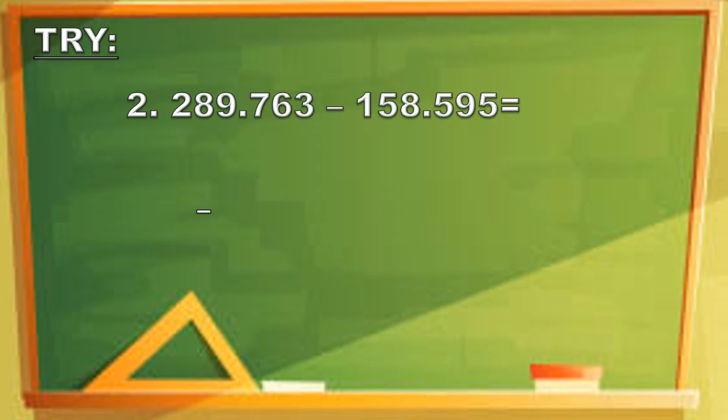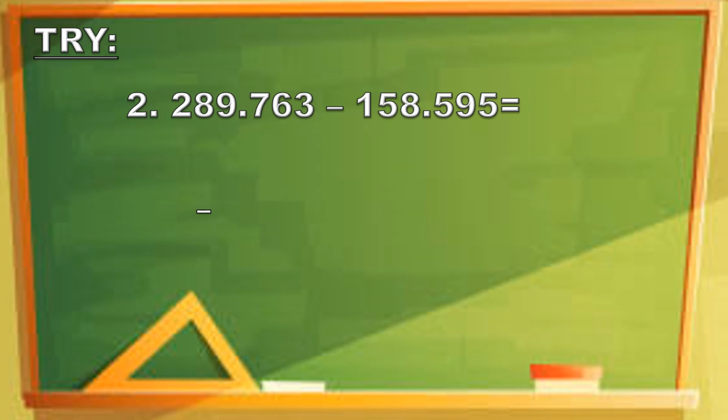Okay, let's have 289 and 763 thousandths minus 158 and 595 thousandths. So again, click pause until you're done and click play again so you could check. Are you done?